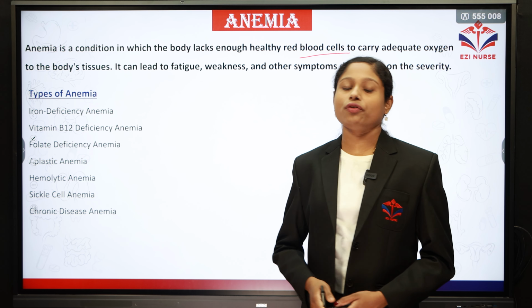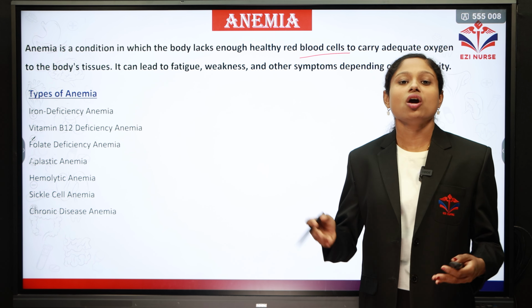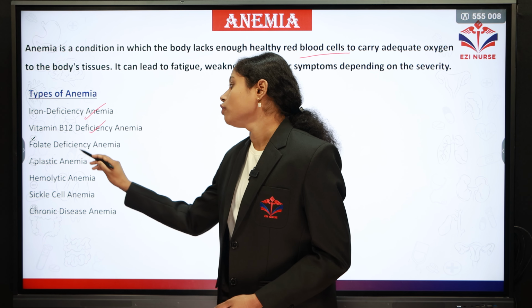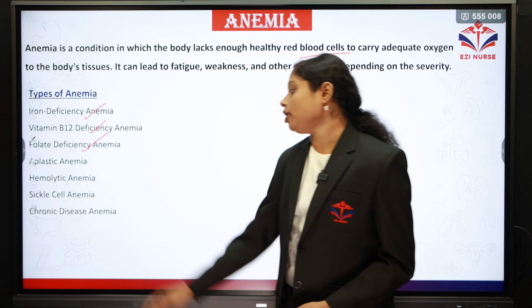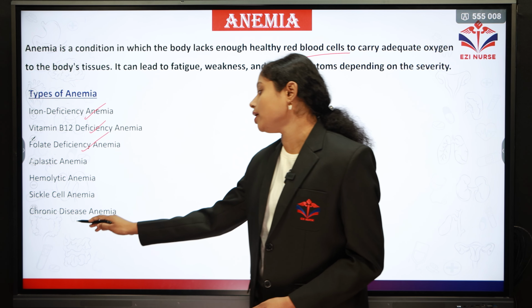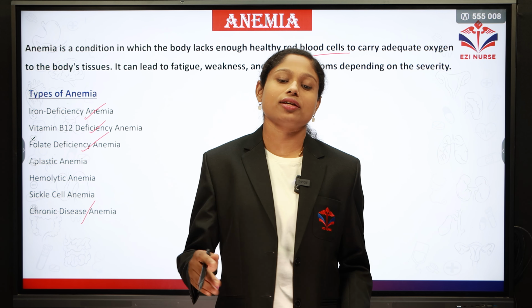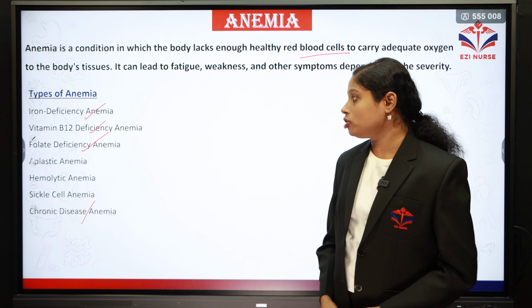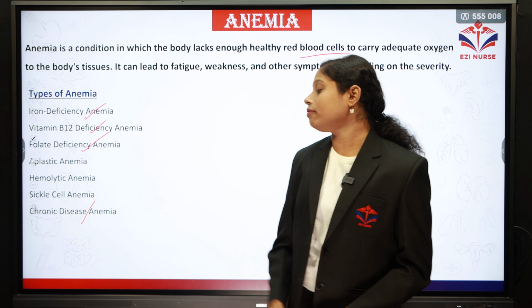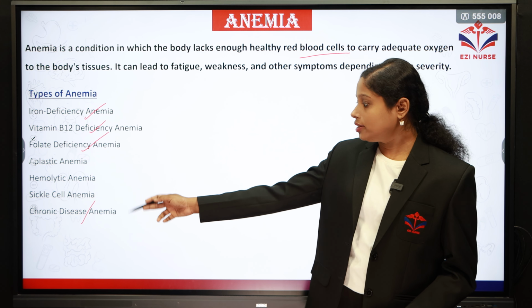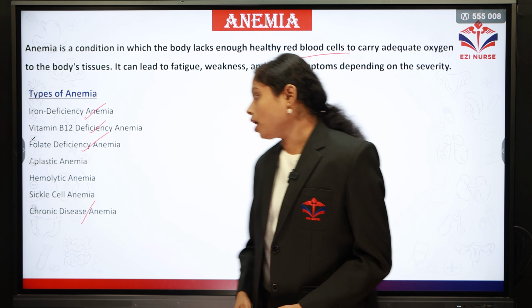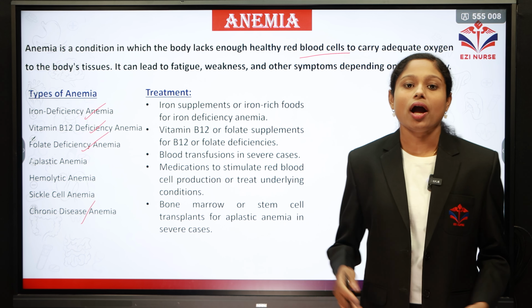So what are the types of anemia? Anemia has many classifications. What are the main types? It includes iron deficiency anemia, vitamin B12 and folate deficiency anemia, aplastic anemia, hemolytic anemia, sickle cell anemia and chronic disease anemia. So these are the main types of anemia. Now let's see what the treatment for anemia is.